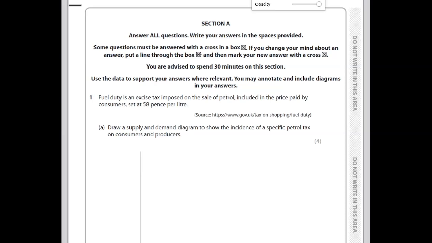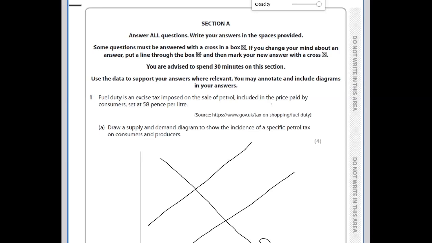So what I'm going to want to do here is draw a demand curve down here and two supply curves. This is going to be just plain S, and this is going to be S with a tax. So we're basically drawing a curve for where we impose the tax.